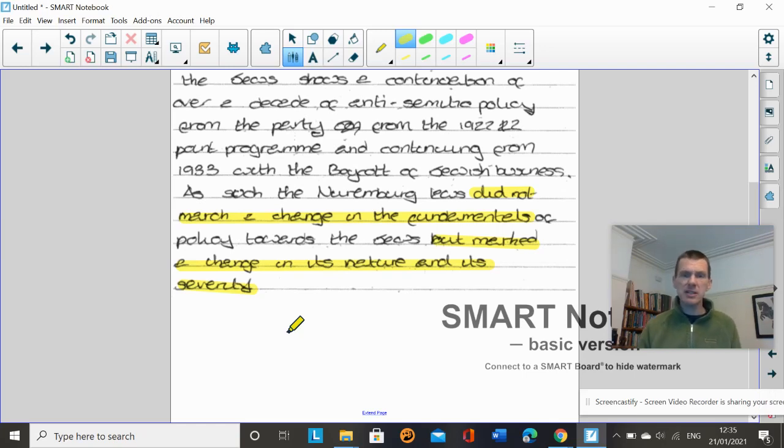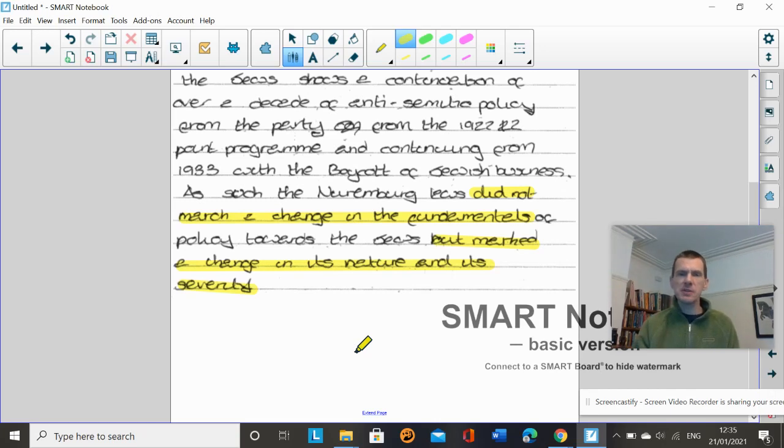So that's really good that they're showing both sides, and they've reached already, they're stating what their conclusion is going to be: that it didn't mark a change in the fundamentals, but it did mark a change in nature and severity. And one of the reasons why this is an excellent answer, certainly in an exam, is that they've split it down a little bit. They haven't just said yes, it's a change, or no, it's not a change. They've thought about it and thought actually it's a change in some ways, but not in others.